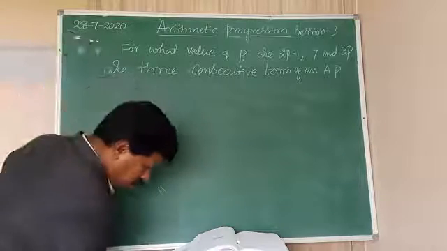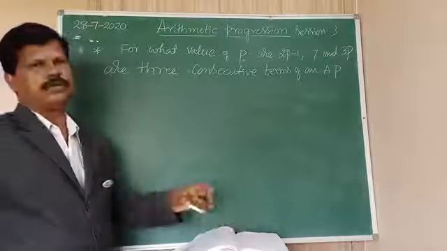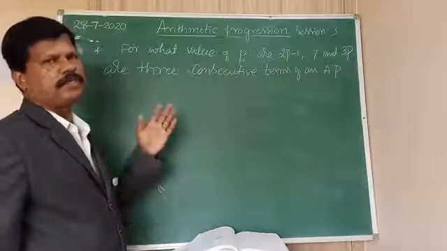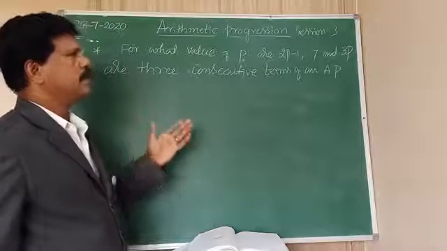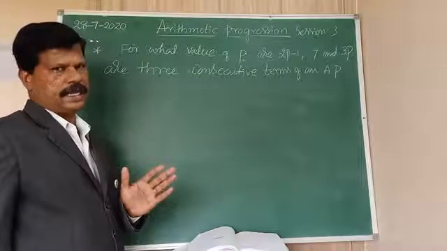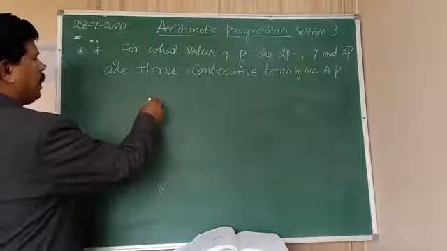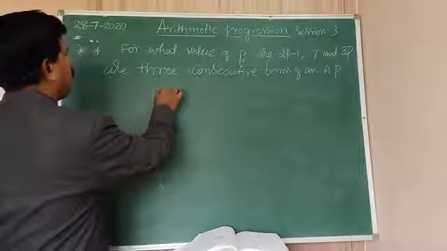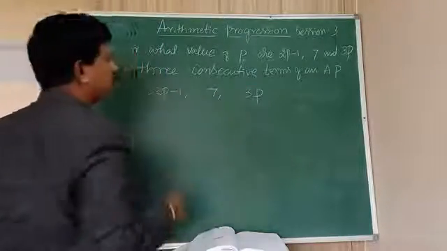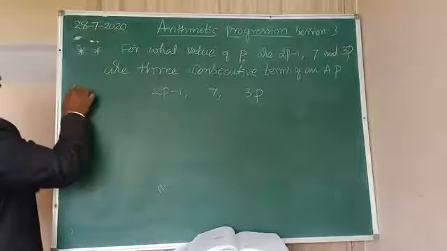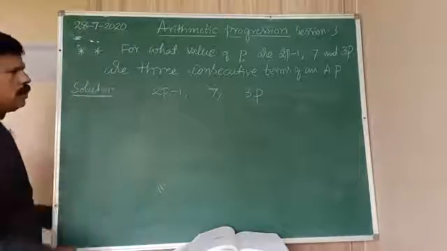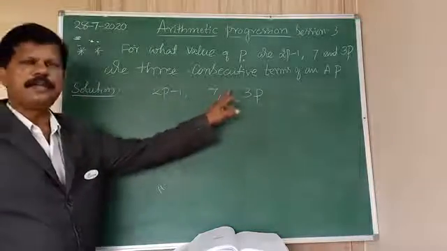Okay, now to solve this, what should we use? We should use the concept of arithmetic progression, the definition of arithmetic progression. What it says: the difference between any two consecutive terms is the same. That means d. Okay, so here 2p minus 1, comma 7, comma 3p. Now these are the three terms of the AP. Okay, solution: 2p minus 1, 7, 3p.